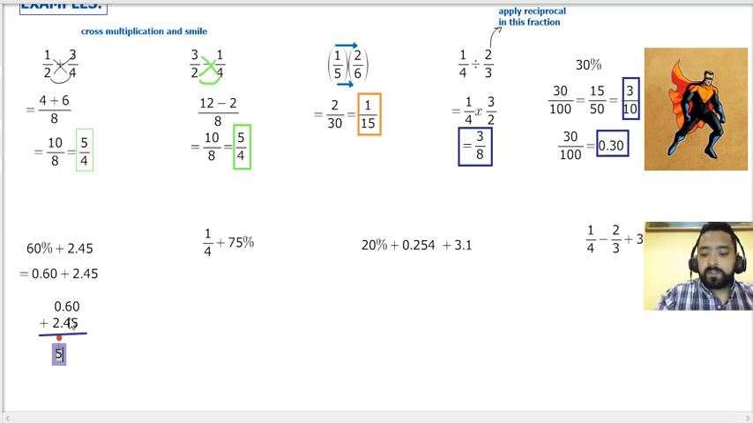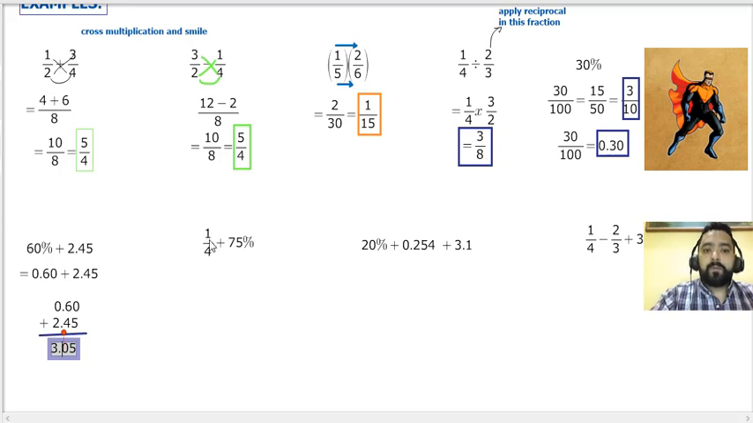6 plus 4 gives us 10, and we have 1. So we add 1 here, and 1 plus 2 is going to be 3. And the point we're going to line up. So it's going to be 3.05. And this is your answer for this word problem.